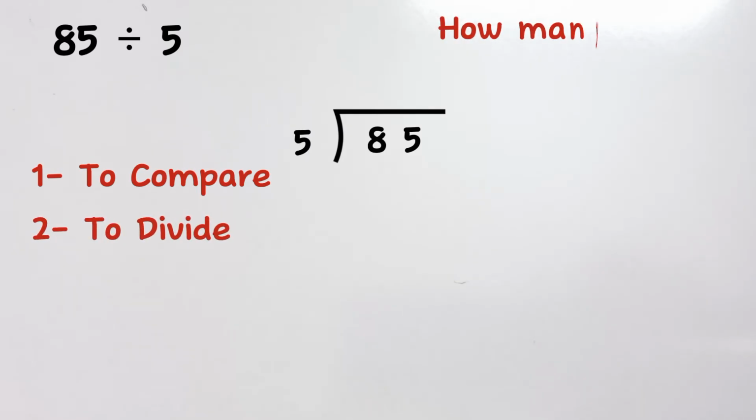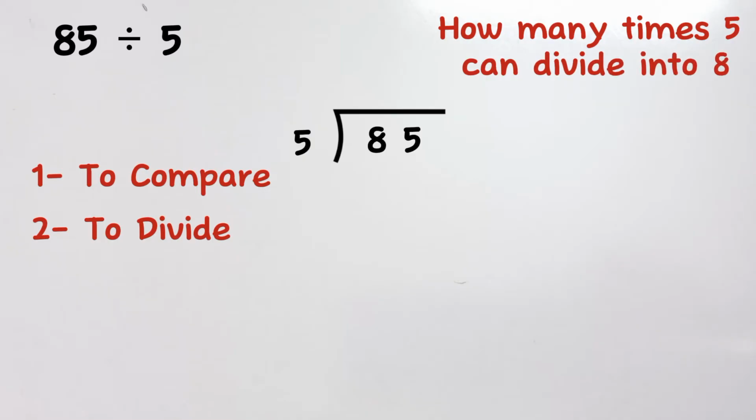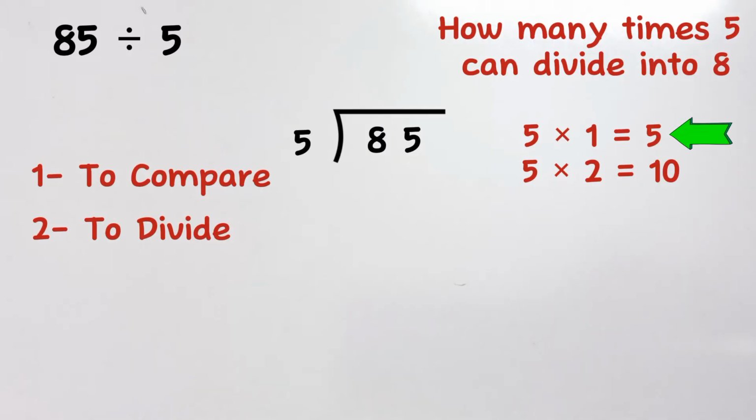We check how many times 5 can divide into 8. For that, we recall the 5 times table and find the product which is equal to or less than 8. 5 times 1 is 5, which is less than 8. 5 times 2 is 10, which is greater than 8. So we use 5 times 1 equals 5.